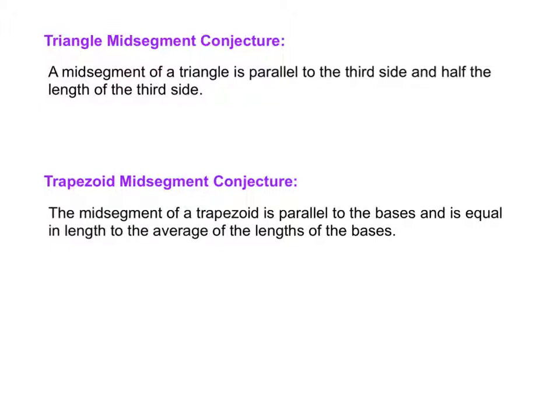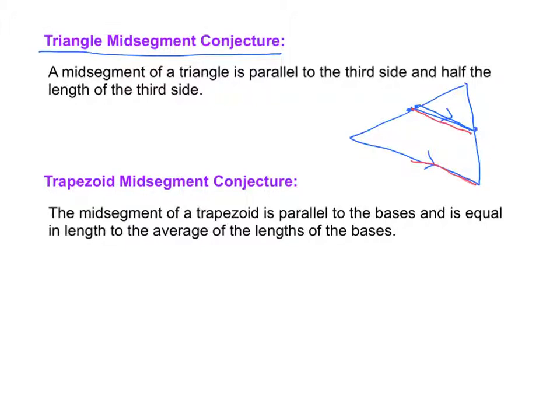So another conjecture is the triangle midsegment conjecture, which says that a midsegment of a triangle is parallel to the third side and half the length of the third side of the triangle. So say in this triangle we have a midsegment here. We can see that it's going to be parallel to the third side, if I had drawn it better, and we can also see that if we have this length, that's going to be just about half of here.